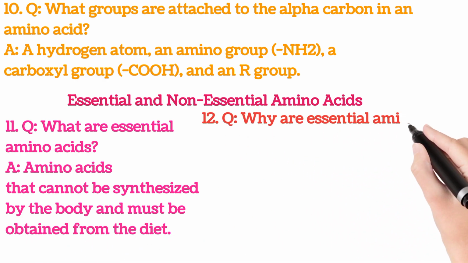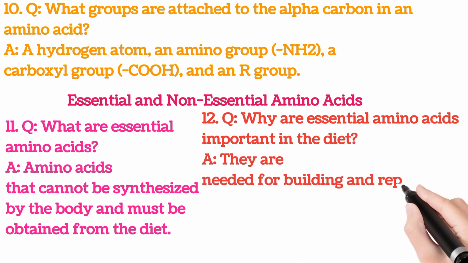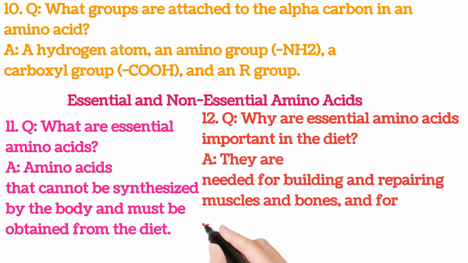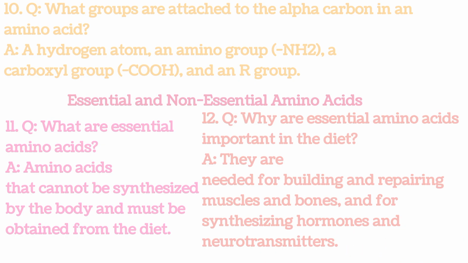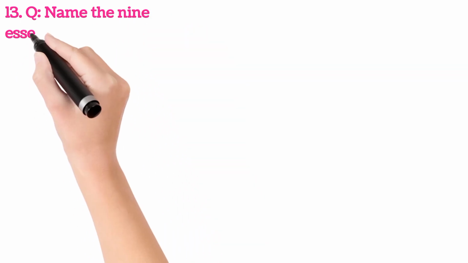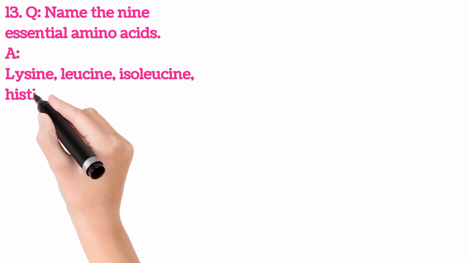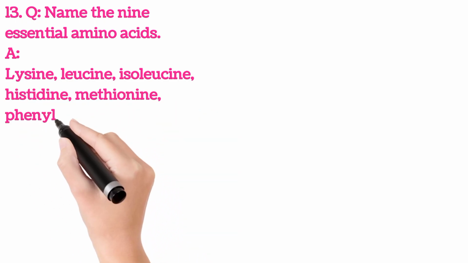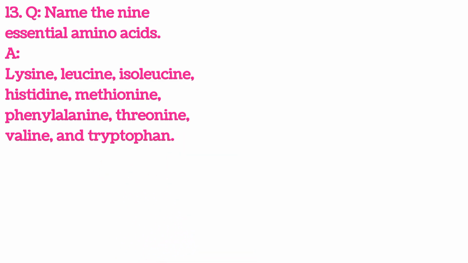12. Why are essential amino acids important in the diet? They are needed for building and repairing muscles and bones, and for synthesizing hormones and neurotransmitters. 13. Name the 9 essential amino acids. Lysine, leucine, isoleucine, histidine, methionine, phenylalanine, threonine, valine, and tryptophan.